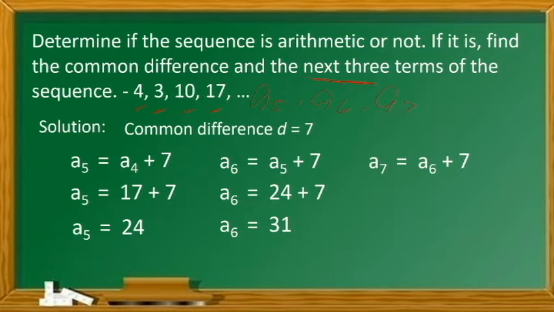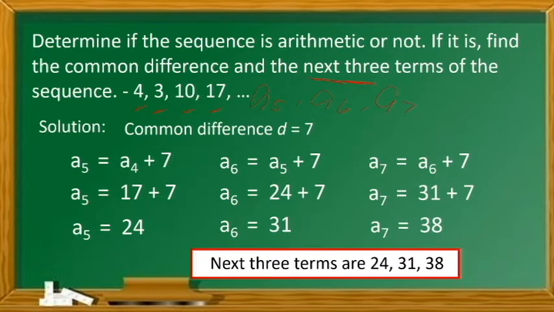So to find a sub 7, or the seventh term, or the third term for this given problem, we have a sub 7 equals a sub 6 plus 7. Substitute, we have a sub 7 equals 31 plus 7, and a sub 7 is equal to 38. So meaning to say, the next three terms are 24, 31, and 38.